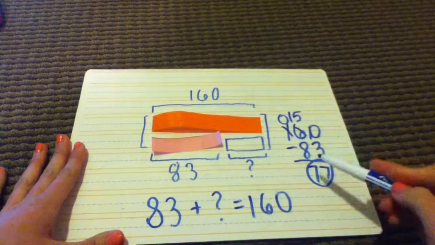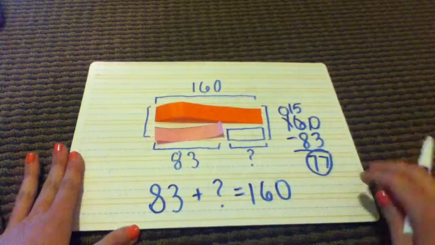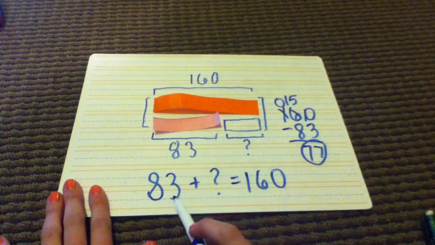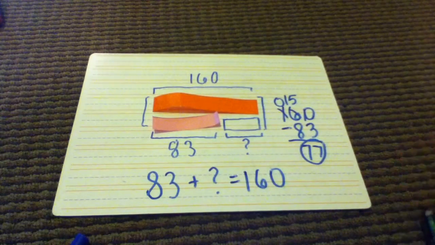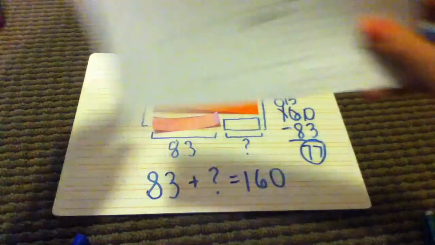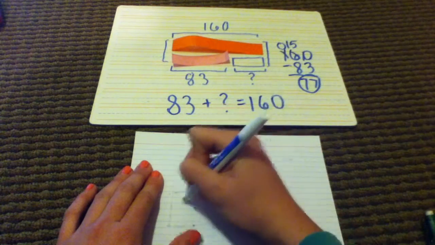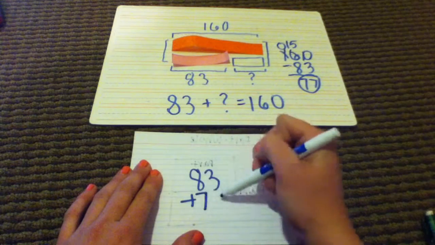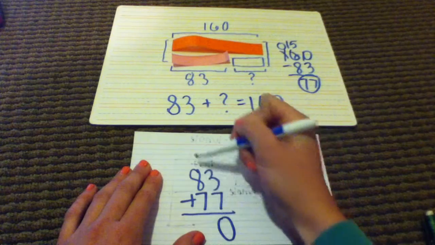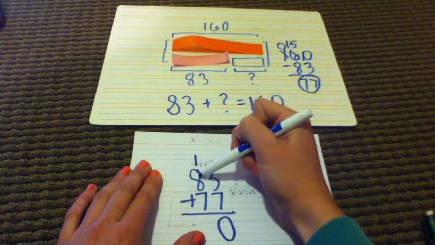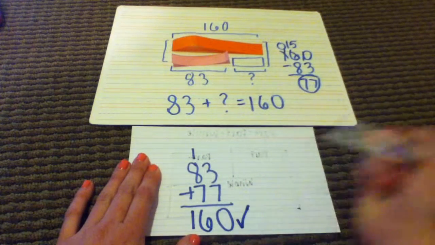So I got 77 as my number of marbles that Sally would have, so we're going to test that to make sure it's correct. And we're going to plug it into here. So 83 plus 77 equals 160. So let's test that and see if that's correct. So I said 83 plus 77. 3 plus 7 is 10. 9 plus 7 is 16. 160 marbles.